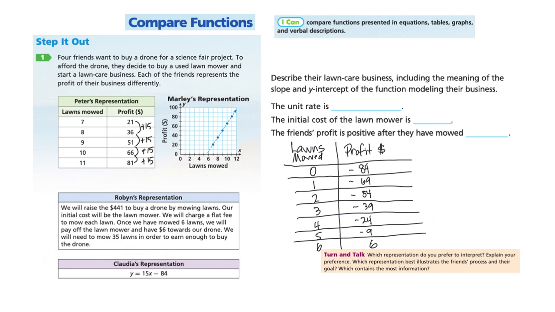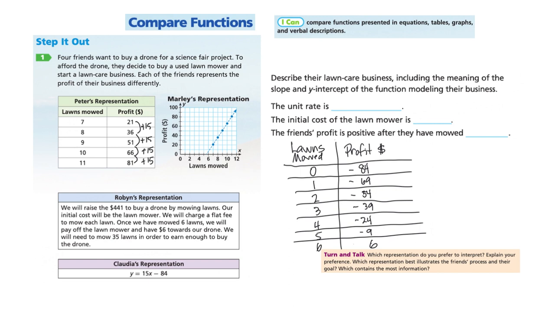So let's look at the questions here. What I've done is I kind of extended Peter's chart backwards so you could see starting with 0 when they've mowed 0 lawns. That helps rather than just having the partial information there. It kind of helps to see where do they start. And then they tell you in Robin's description that after they've mowed 6 lawns, they will have paid off the lawnmower and made $6 profit. So that kind of tells you that's where they start making a profit.